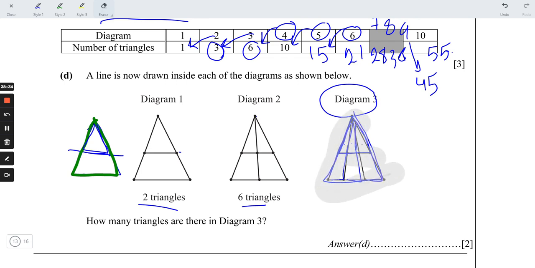again 1, 2, 3, 4, 5, 6, then 7, 8, 9, 10. No.